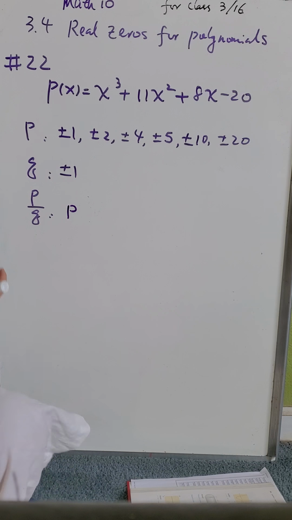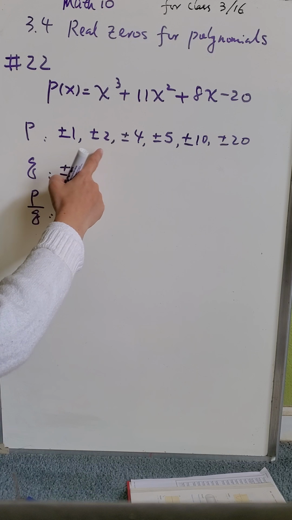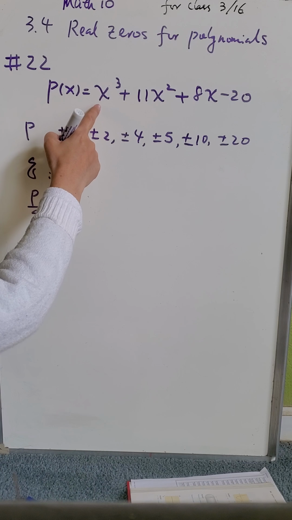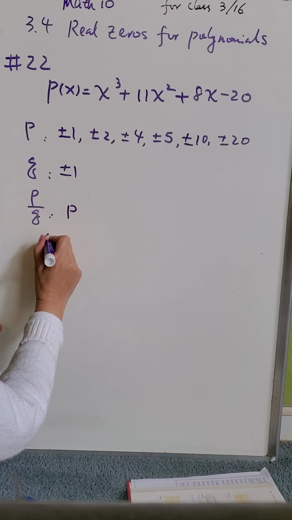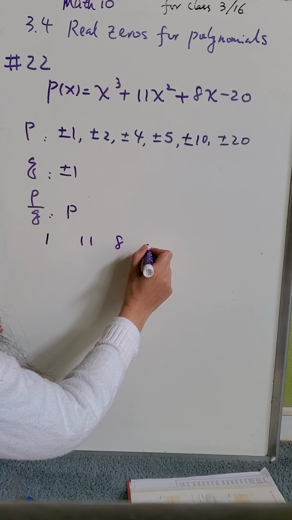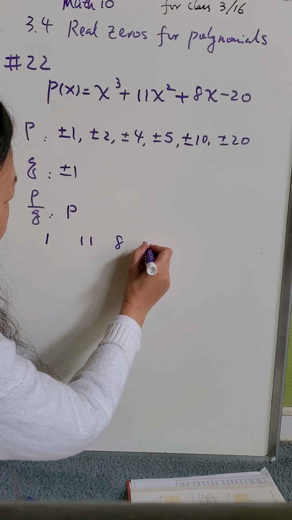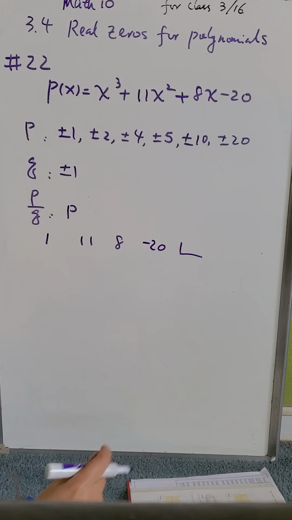The last thing is we're going to use what we learned in 3.3, synthetic division. We're going to start to narrow down who can be our divisor for this one. So we put this in synthetic division: 1, 11, 8, and we see any missing term, no missing term, so negative 20. Normally we start by trying 1 first. Let's see if 1 is going to work.